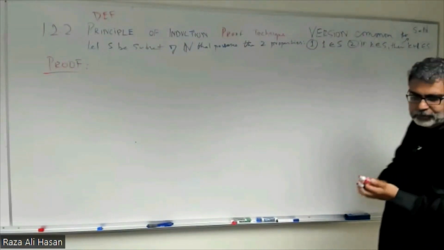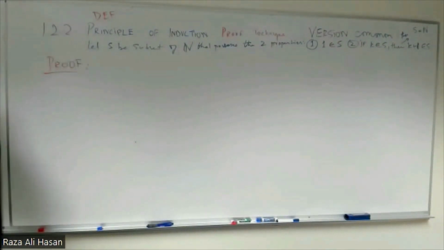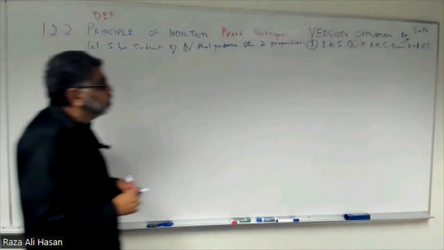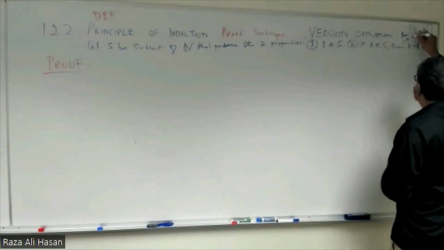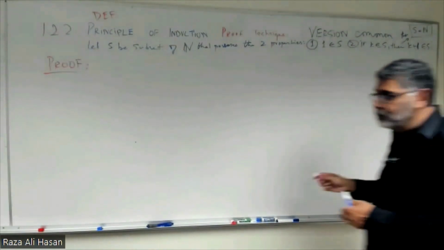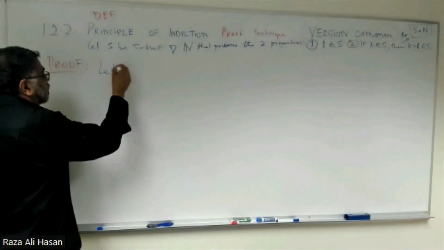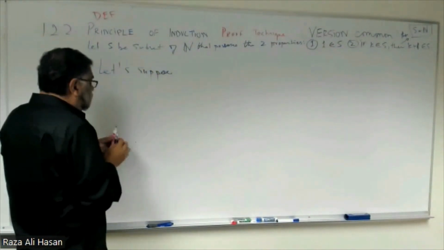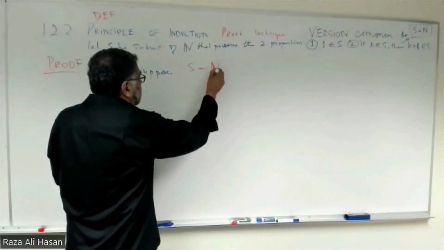So the proof starts, unfortunately, as one of those that depends on contradiction. If this is the principle statement, let's suppose the opposite. Let's suppose this to be true: S is not equal to N.